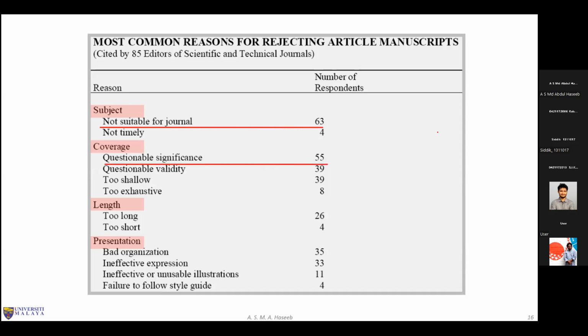Another major reason is that it doesn't have enough significance. Probably it's not novel enough, it's not useful, it's very rudimentary, it's on the surface. So that is why it is not accepted. Questionable validity. So it involved the wrong design of the experiments, perhaps. So your experiment is not thoughtful enough. You didn't show proof that your results are valid. So all these things will lead to rejection.